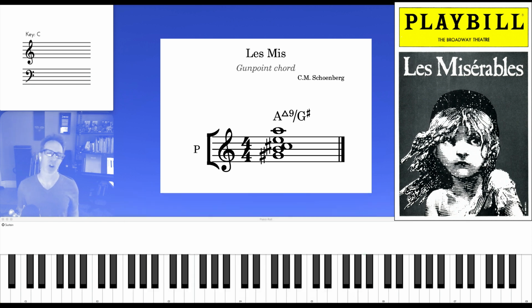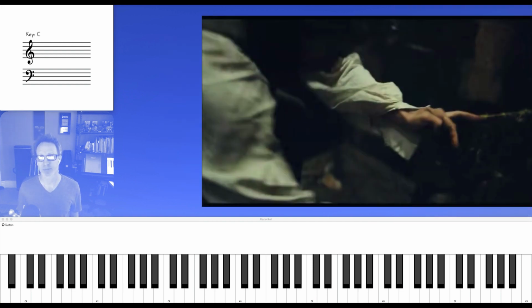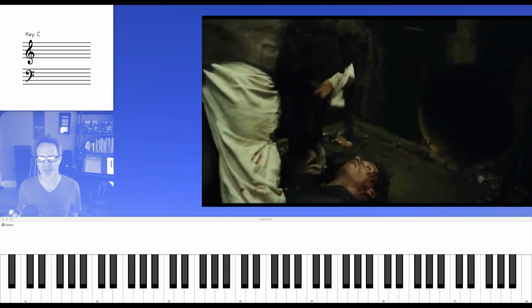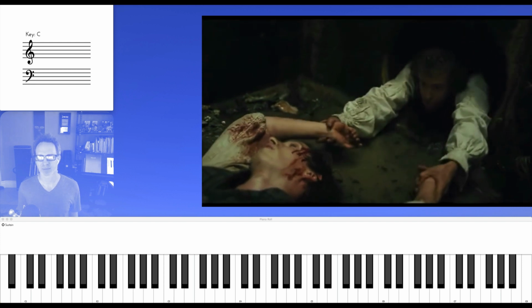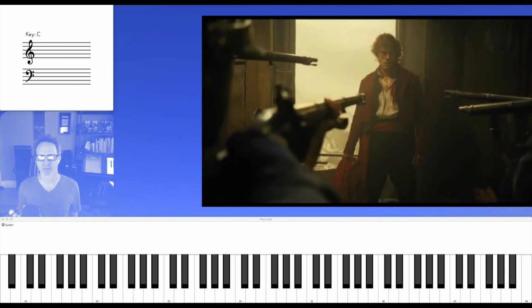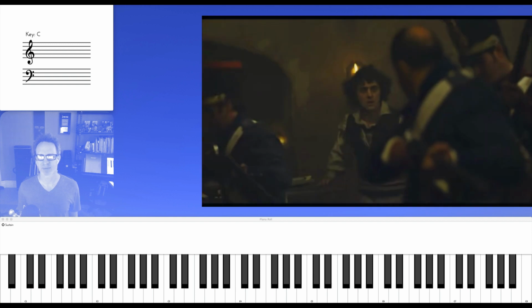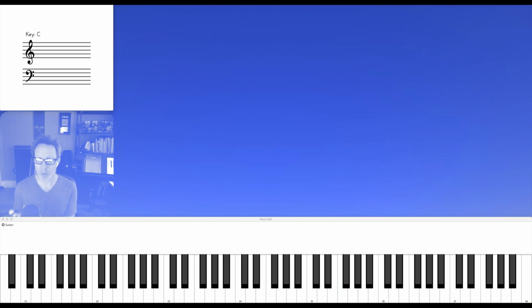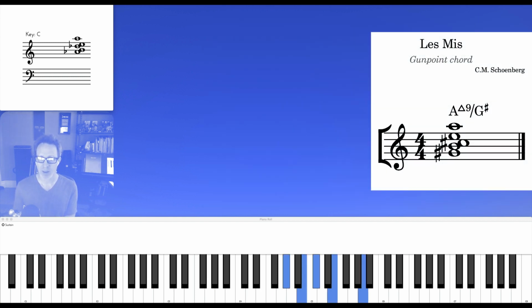This is the moment where the revolutionaries have been trapped by French soldiers and are about to be shot to death. Here it is in context. And this is the chord. It's an A major 9 over G sharp. It's an A major 9 over the 7th.